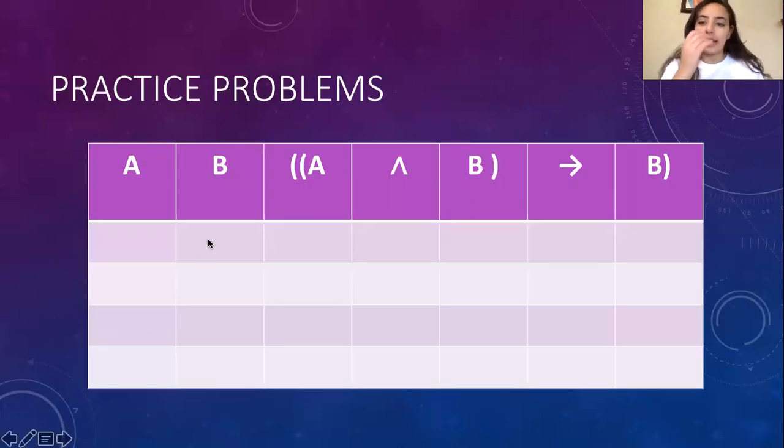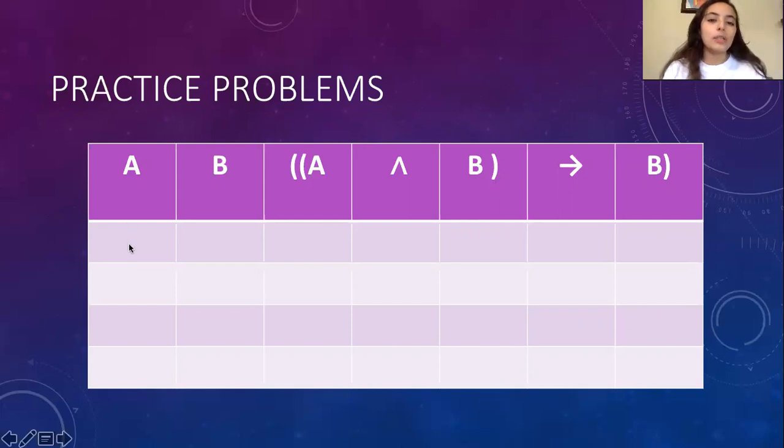So let's take a look at our chart. This is how you're expected to set up the chart. You have 2 variables in this case, even though there's 3 in the question, but there's only 2. So there's an A and a B, and the B is just repeated twice.